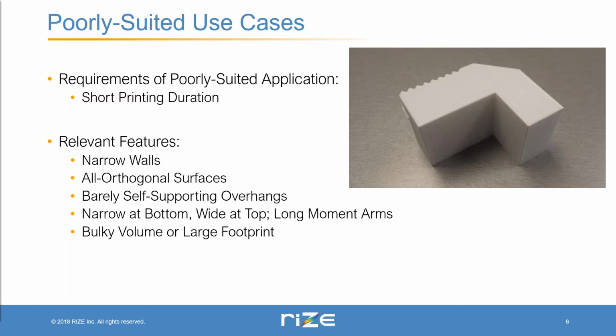Some other features that you'll want to try to avoid using fine resolution on include barely self-supporting overhangs. One solution to this is, as mentioned, increasing the minimum self-supporting build angle in advanced support options. Also, parts that have narrow bottoms and wide tops, which produce long moment arms, such as the pyramid example that I mentioned. And finally, parts that have bulky volume or large footprints. Having bulky volume or a large footprint is something that's more likely to result in warping on a given part.